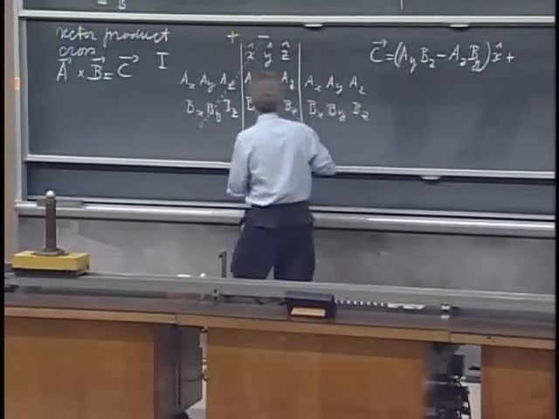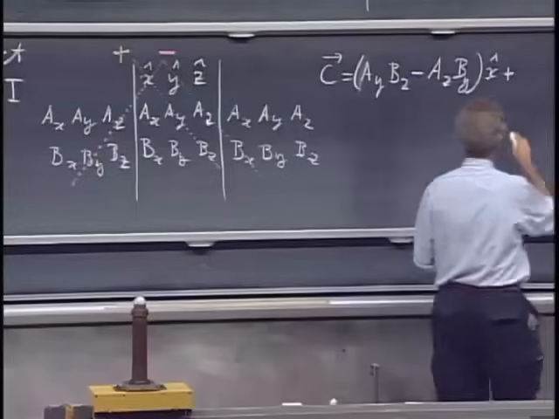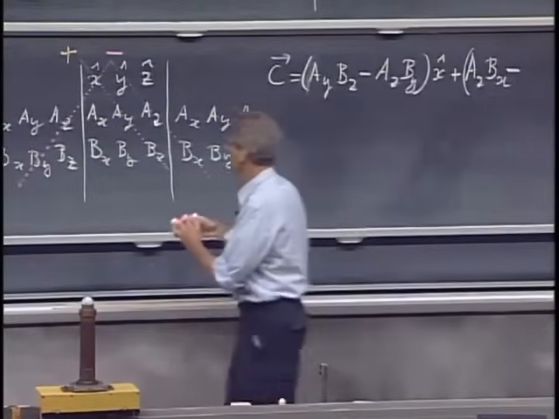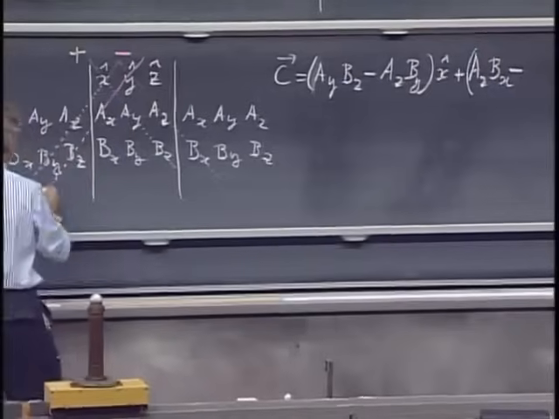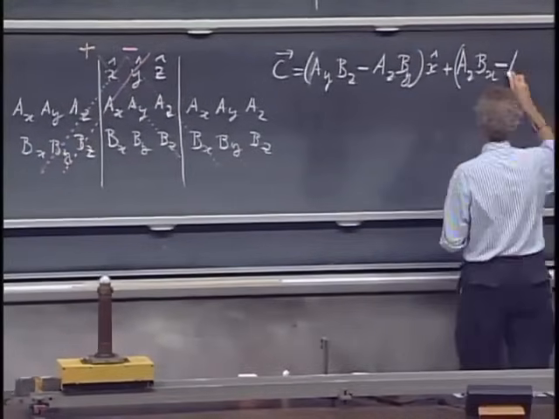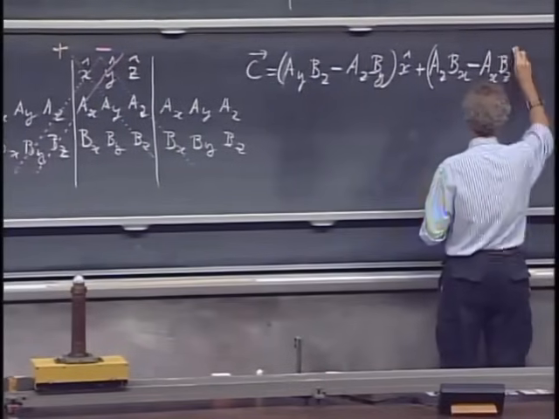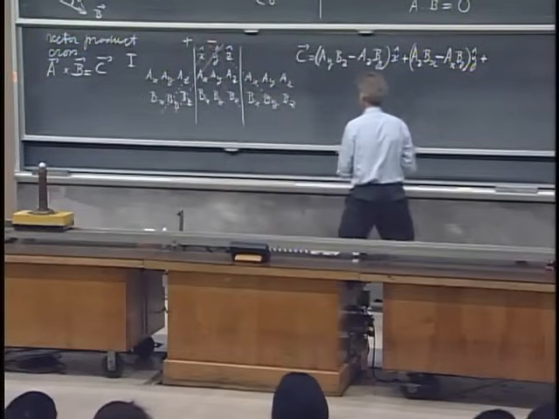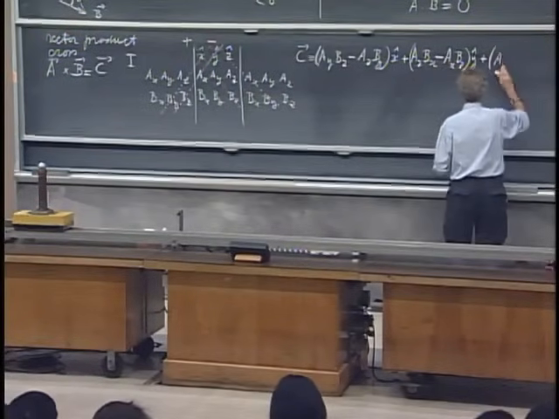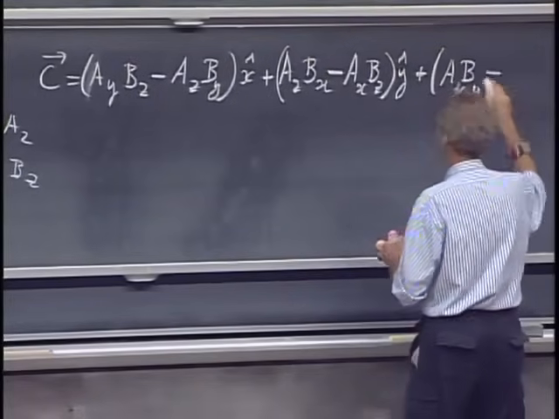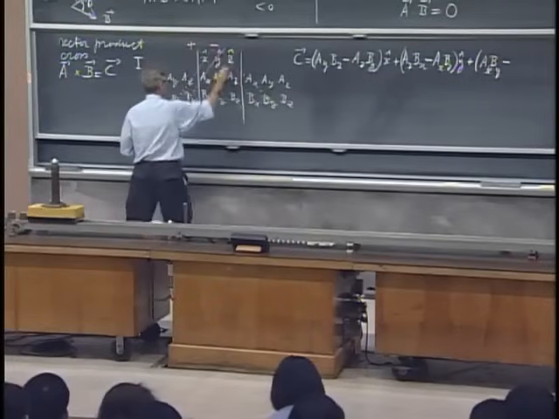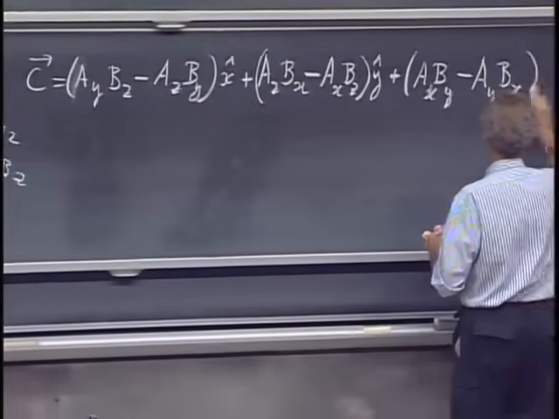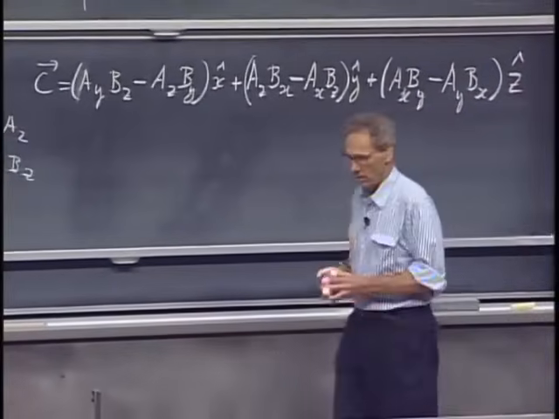The next one is this one, AZBX. Minus this one, AXBZ, in the direction Y. And last but not least, AXBY minus AYBX, in the direction of the unit vector Z.